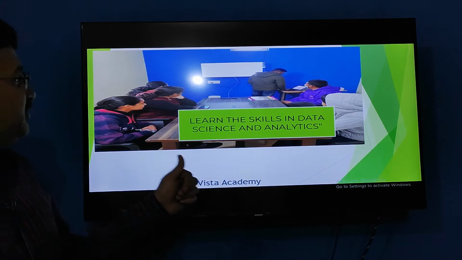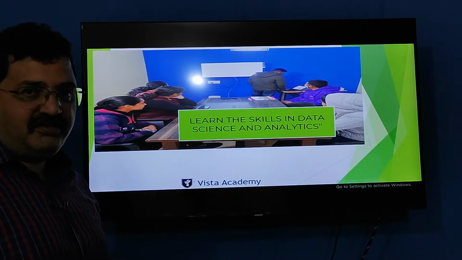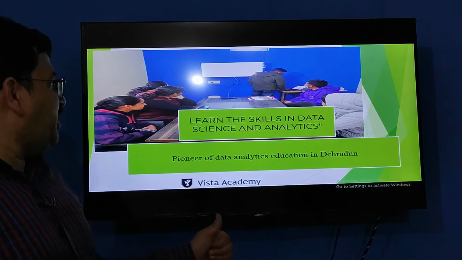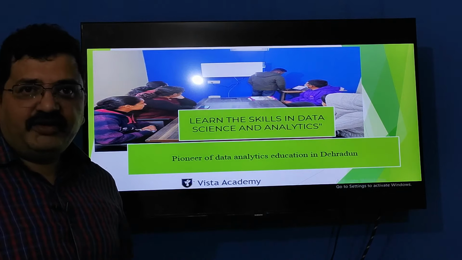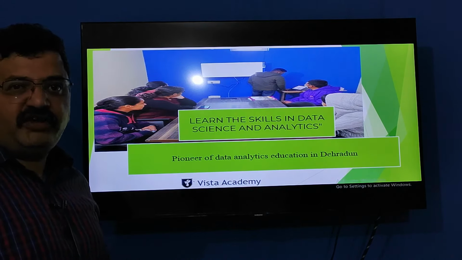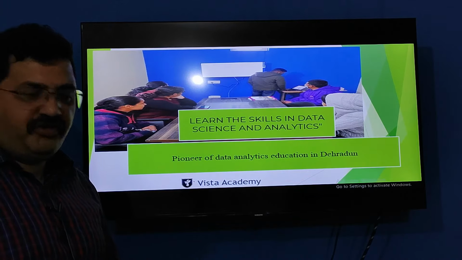So learn the skills in data science and data analytics. That's what we are doing here at Vista Academy. We are pioneers of data analytics education in Uttarakhand, Dehradun. We have started these courses for students who are looking forward to making a very bright career in this field.